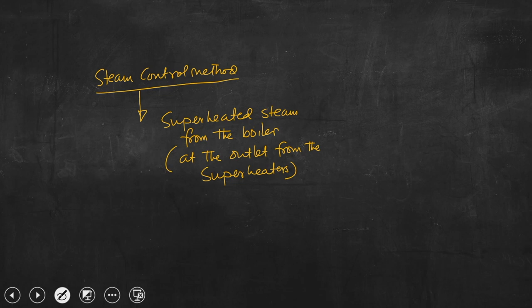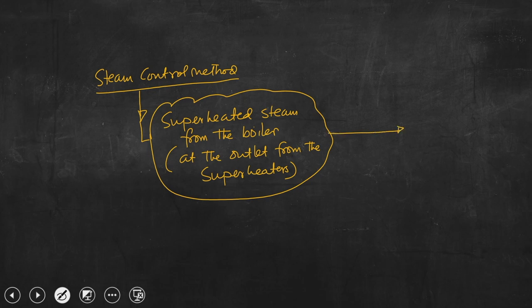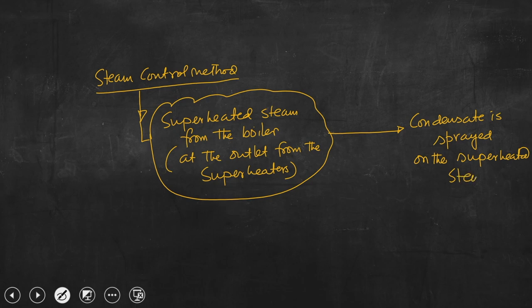Then, let us do it in this block diagram. Then what is done? We are spraying condensed steam; condensate is sprayed on the superheated steam. So, if we spray the condensate, what will happen?